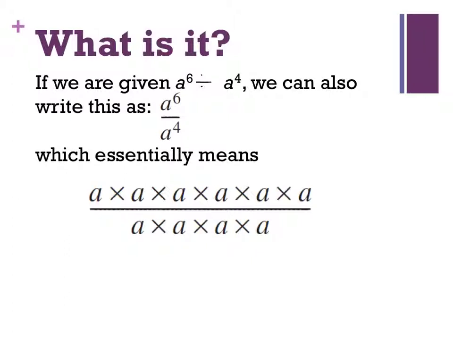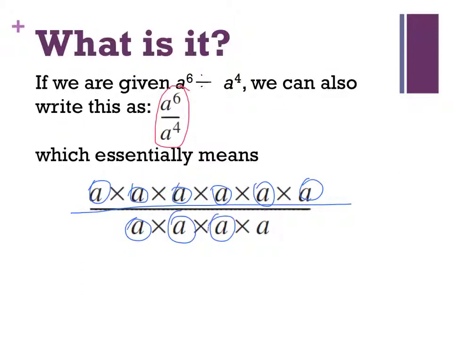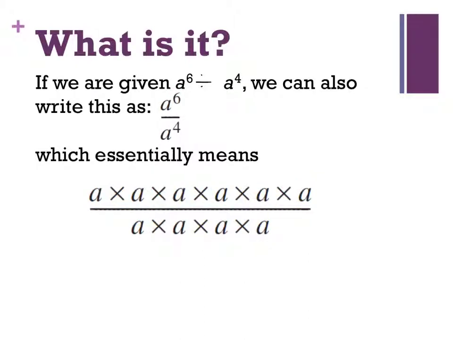Say we are given a to the power of 6 divided by a to the power of 4. The way we should be writing that is a to the power of 6 over a to the power of 4. If I break it down into what we call factor form, and write out all of the factors, that's 1, 2, 3, 4, 5, 6 A's divided by 1, 2, 3, 4 A's. This form is called breaking it down into factor form.